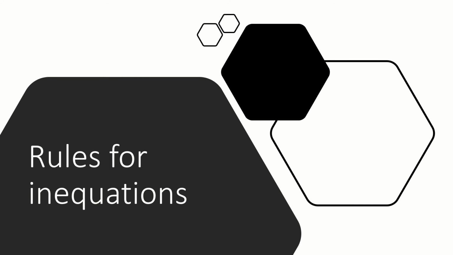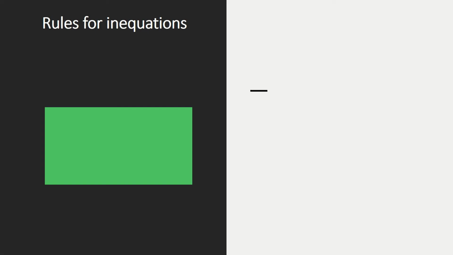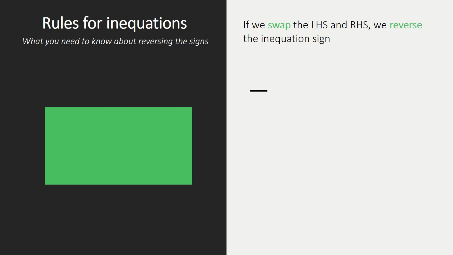So let's have a look at the rules for inequations, and those are really important. If we swap the left-hand side and the right-hand side, we reverse the inequation sign. That means that 1 is smaller than x is the same as x is larger than 1.